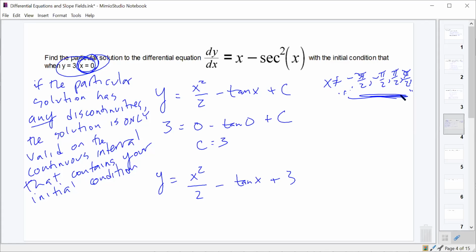Between which two sets of asymptotes? Negative pi over 2 and pi over 2. Yeah, negative pi over 2 and pi over 2. So this is valid on negative pi over 2 to pi over 2. Okay.